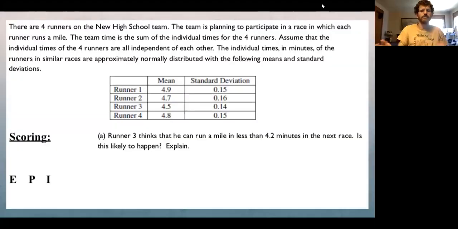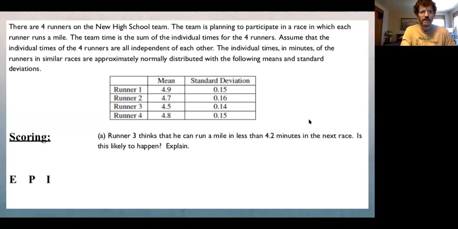Okay. So I wanted to just run through something real quick. This is the FRQ that I ran through in class yesterday. And here's the first part of the question. I'm not going to repeat all of it, but anyways, the question is: Runner 3 thinks he can run a mile in less than 4.2 minutes in the next race. Is this likely to happen?